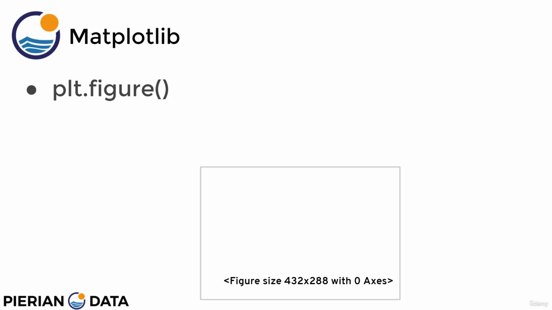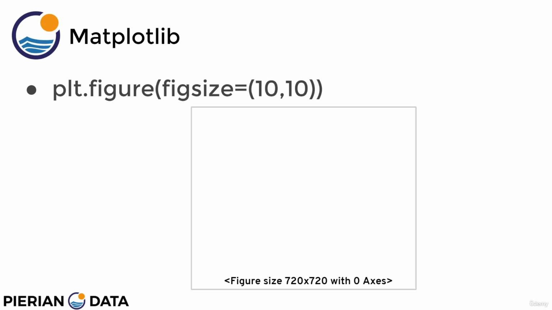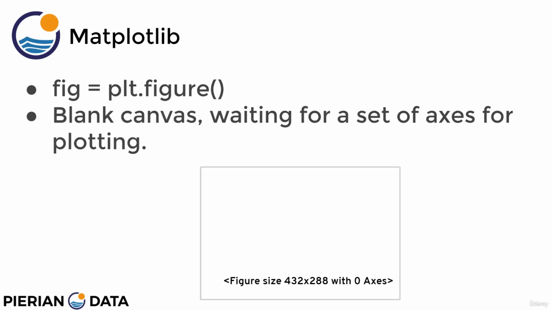And the reason for creating this figure object in general is now you can edit very high level attributes and properties that would affect your entire figure. For example, we could say, okay, inside of this figure, I want the entire figure to be 10 by 10 inches, in which case it would automatically size that up to be 720 by 720 pixels. But let's go back to just creating this plt.figure object. So essentially what we have here is a blank canvas, and the next step is to add a set of axes to actually plot on.